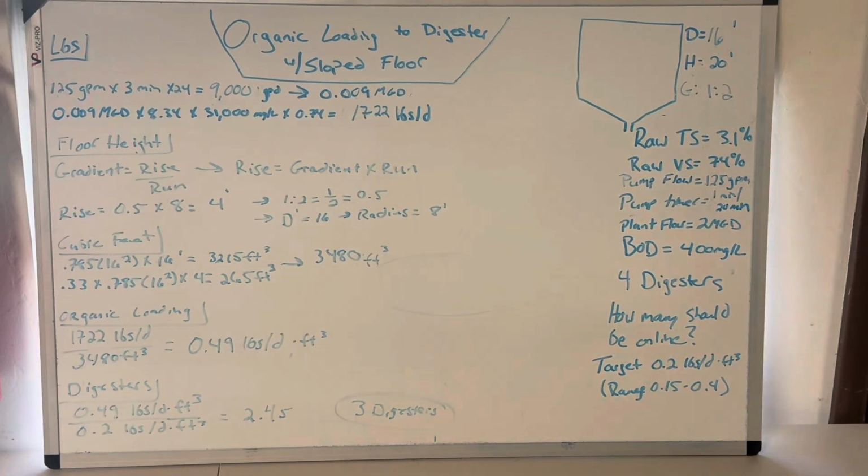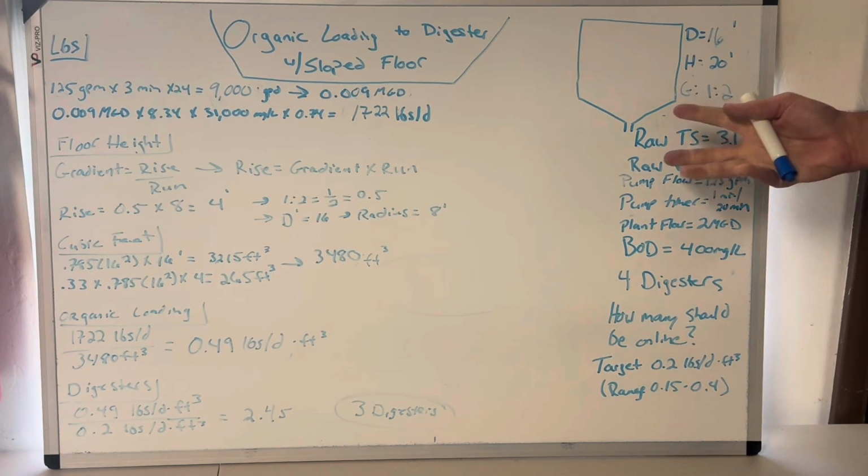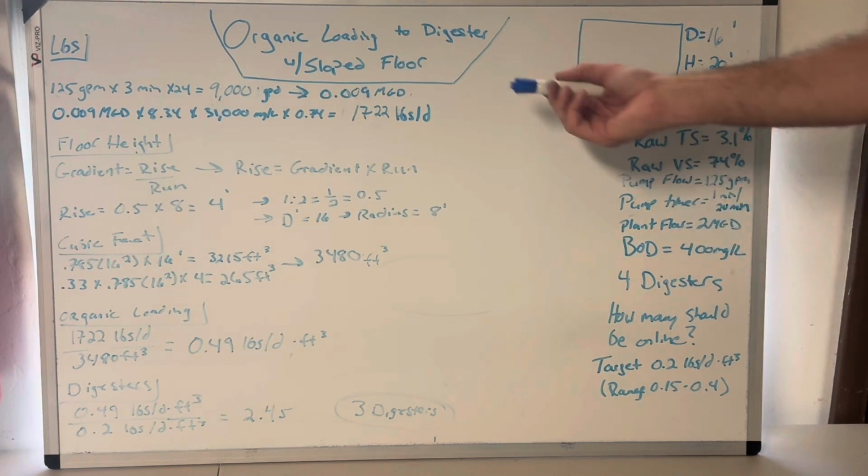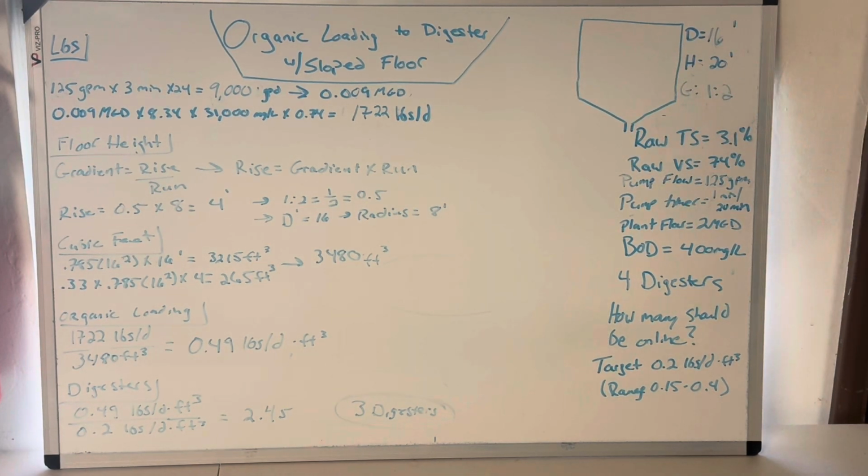Welcome back, everybody. We are talking about organic loading to a digester with a sloped floor. So this is an intermediate and an advanced math problem woven into each other. Organic loading to a digester is your intermediate problem you'll probably see on a grade 3, California grade 3 and equivalent, which would be, like I said, intermediate. With a sloped floor, when given a gradient, is going to be more of an advanced math problem.